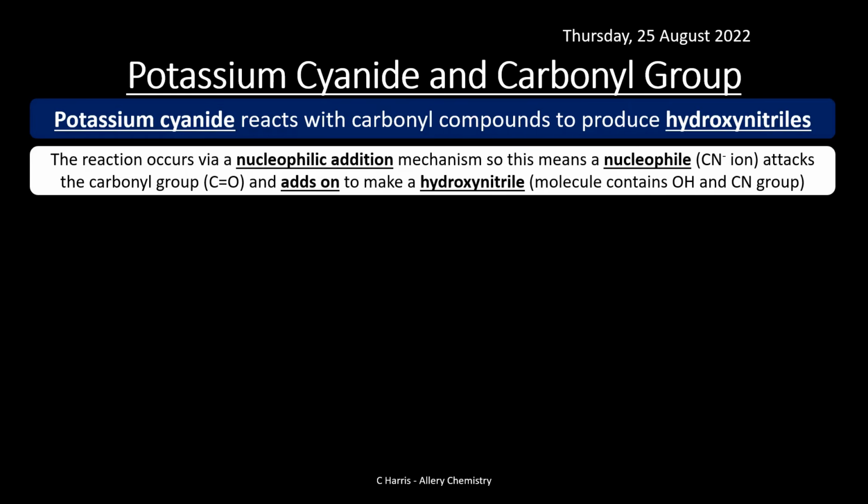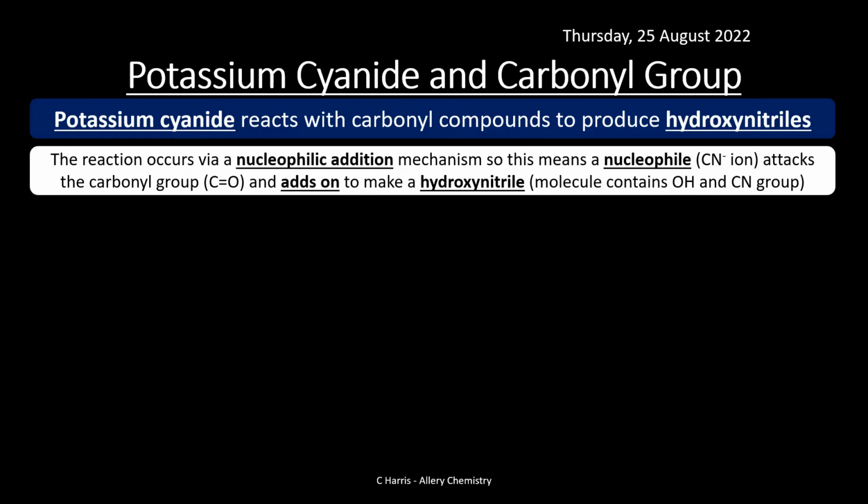So we have a nucleophile, which means it's a nucleus-loving species. So basically, it's a species that will go towards something which has got a delta positive or positive charge. Nucleophiles must have a lone pair of electrons as well. That's really important. And addition, because we're adding to the actual molecule. We're not swapping something or removing something. It's just addition. So we've got a nucleophile, which in this case is going to be the CN- ion.